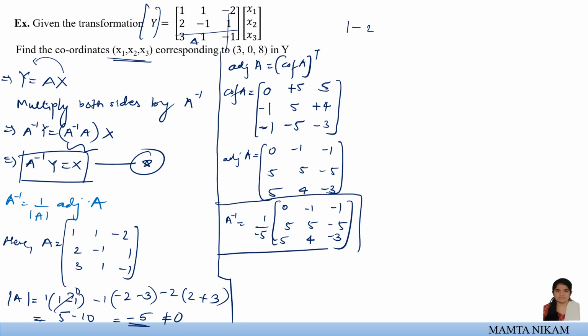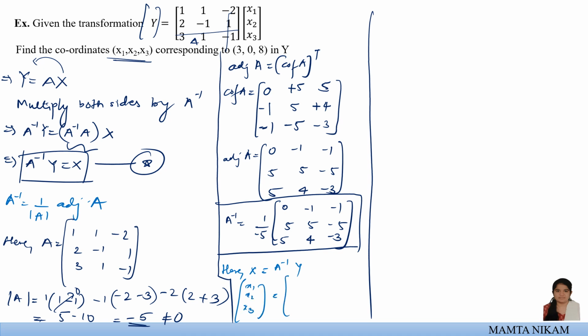Now we know what A inverse is. Now using the star equation, if you multiply A inverse into y, we will get the corresponding coordinates of x. So here x is equal to A inverse y, that is x1 x2 x3 is equal to A inverse. We keep the 1 upon minus 5 outside as it is, 0 minus 1 minus 1, 5 5 minus 5, 5 4 minus 3 into the vector y, 3 0 8.